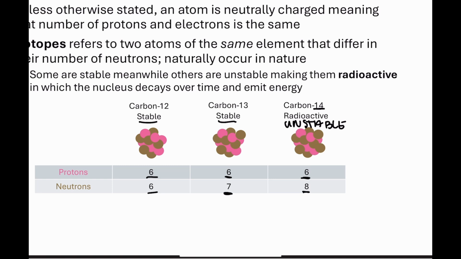What this means is that over time, the nucleus of carbon-14 is going to decay, and one of its neutrons is going to become a proton. Because we no longer have 6 protons, we are no longer talking about carbon. We are now talking about a different atom, which is nitrogen. It is going to turn into nitrogen because nitrogen has 7 protons. And this neutron becoming a proton makes carbon-14 more stable when it becomes nitrogen.